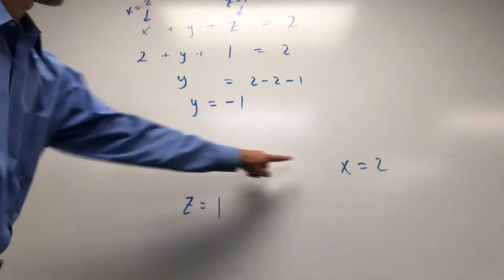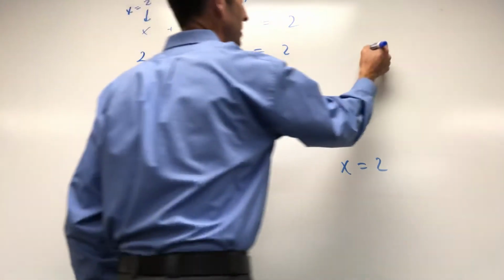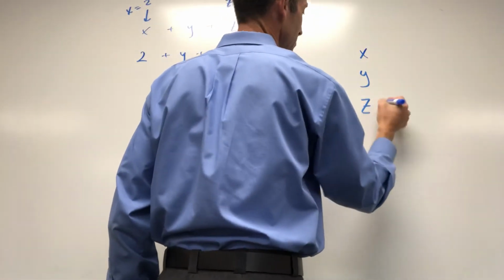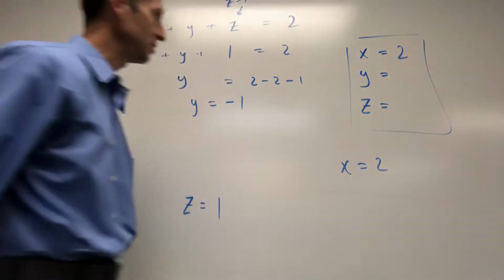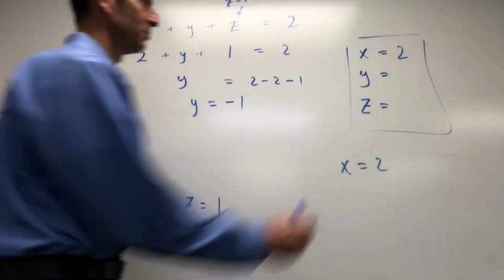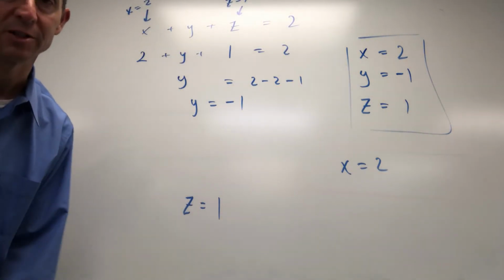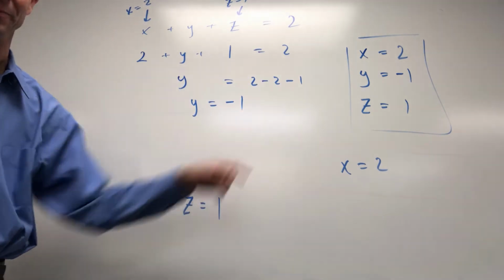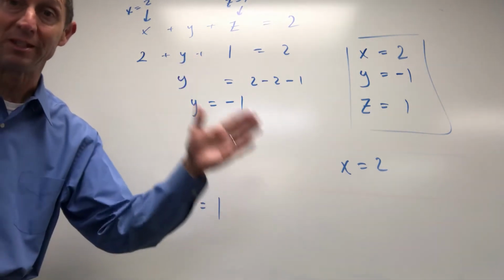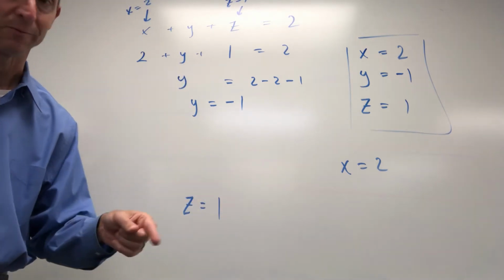So there you have it. Answer for x, answer for y, answer for z. Make myself a fancy answer box. I've got x equals 2, y equals negative 1, z equals 1. So you have to do elimination 3 times to get your 3 answers. All right, these problems are huge. These triple deckers are massive. So you've got to be on your toes and be careful.